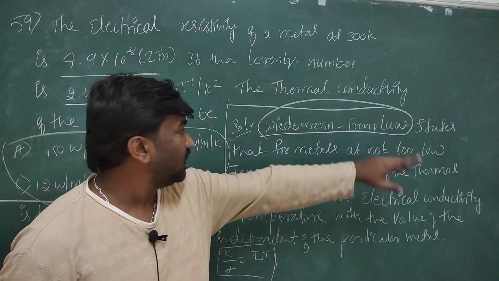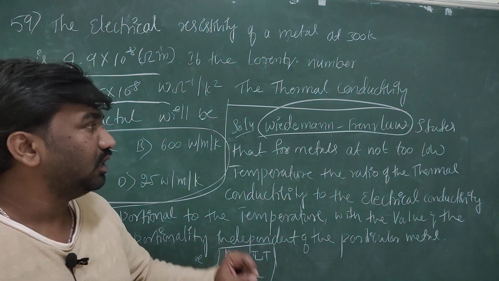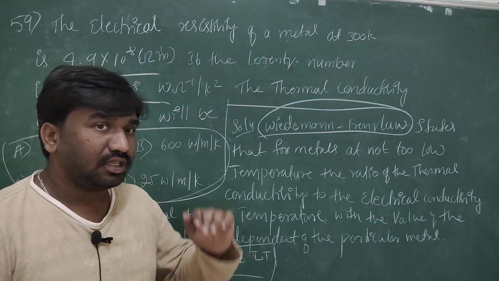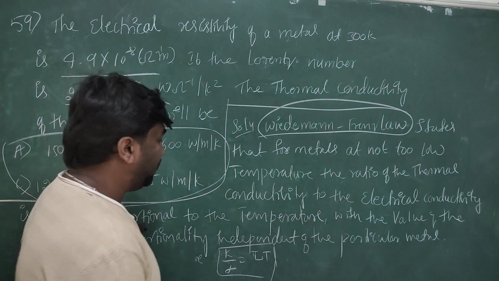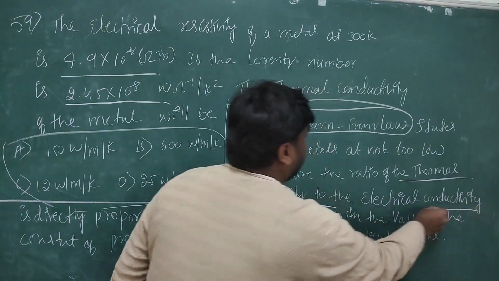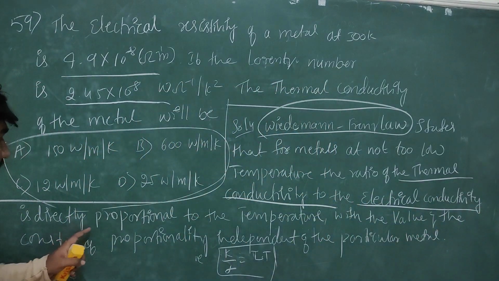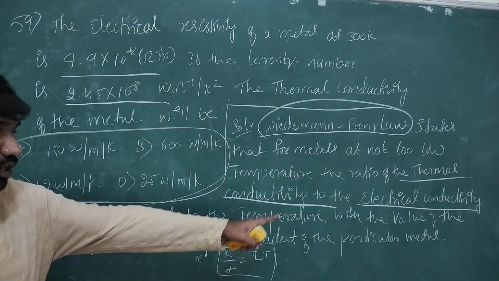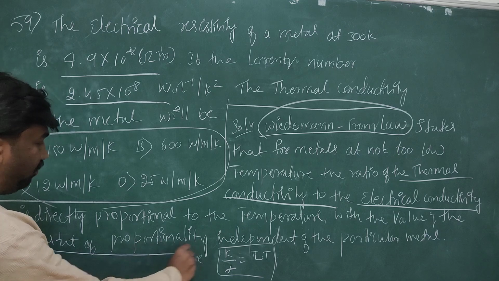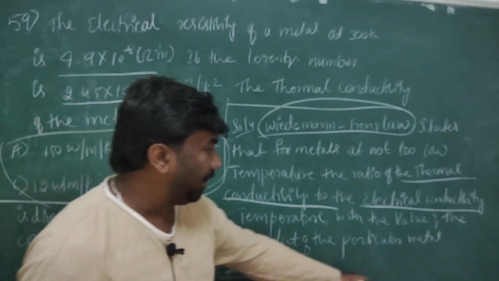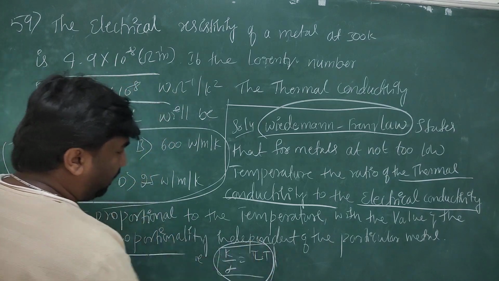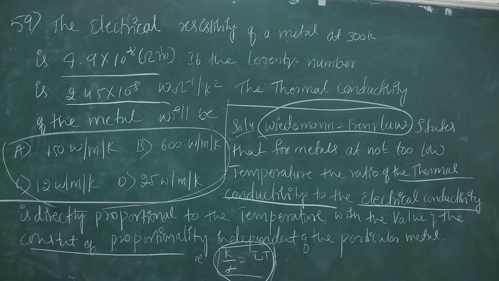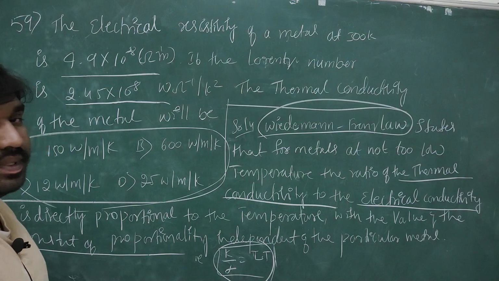So, Wiedemann Franz law states that for metals at not too low temperature, the ratio of thermal conductivity to electrical conductivity, this is very important, is directly proportional to the temperature, and the constant of proportionality is independent of the parameters of the metal. The mathematical expression is K by sigma is equal to LT. So, let us substitute the constant values here and see what the answer will be.